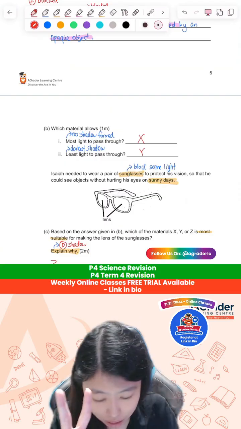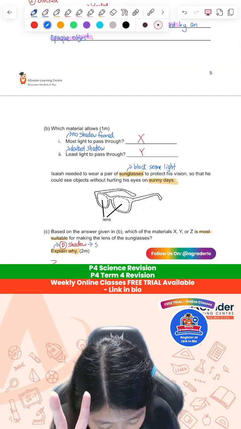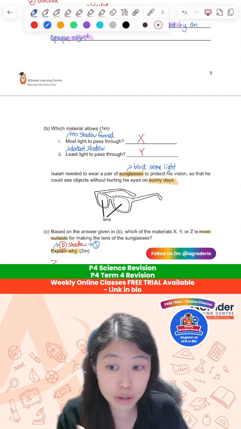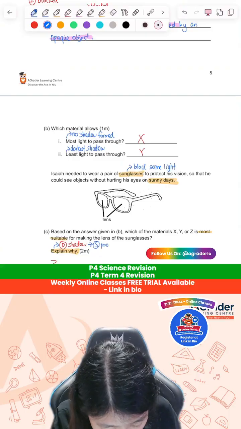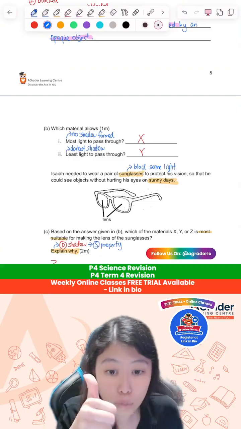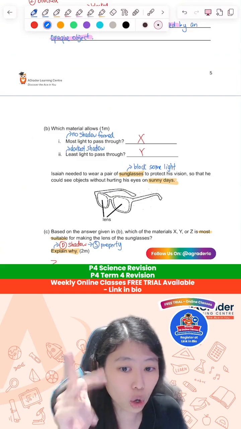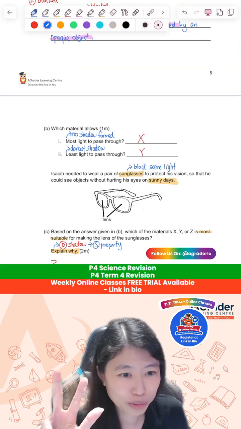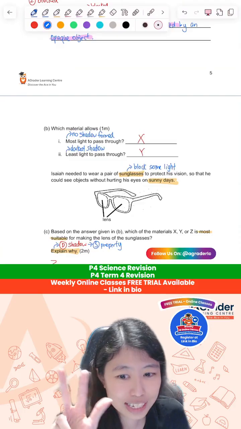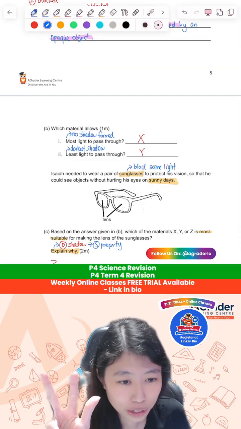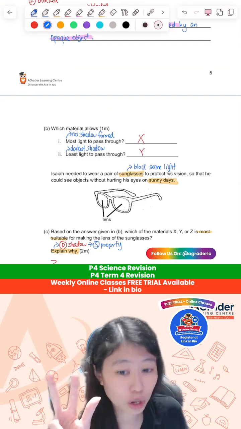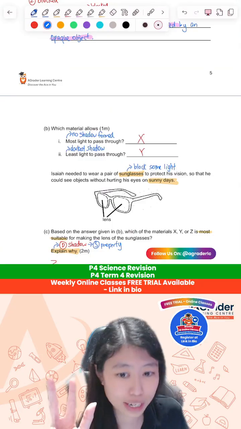Second step, S. DSL, S means science concept. What's the science concept? Light shadow means what? It means you need to talk about the property of the object. Does it allow most light, some light, or no light to pass through? Which one do you think it is? Most, some, or no light to pass through? Yes, you must talk about light. Very good. You must explain based on light.